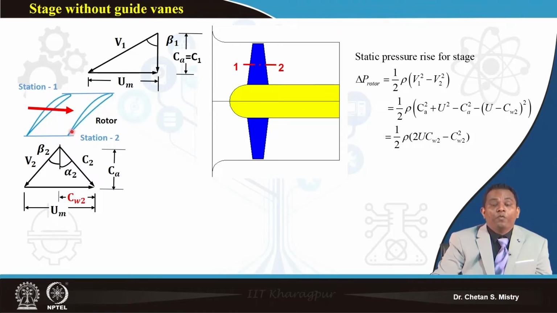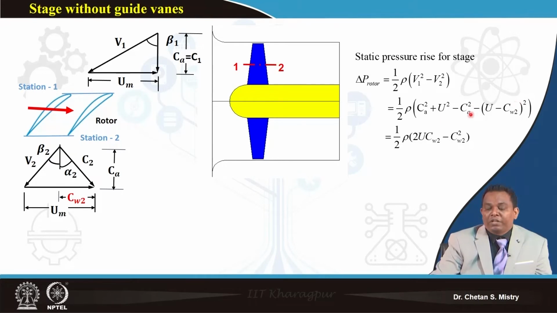Now, here we are representing our static pressure rise. When I say static pressure rise in my rotor, as we have discussed, my relative velocity component is responsible for generation of my pressure rise. So, that is what we are writing as half rho (V1 square minus V2 square). Now, this V1 I can represent from this velocity triangle using Pythagoras. I can write down CA square plus U square, minus this V2, we can represent in terms of this equation.